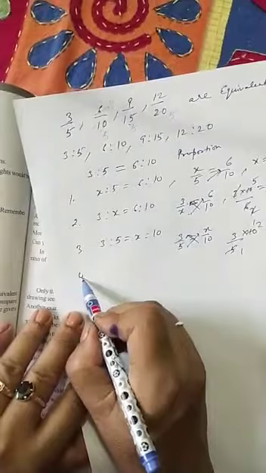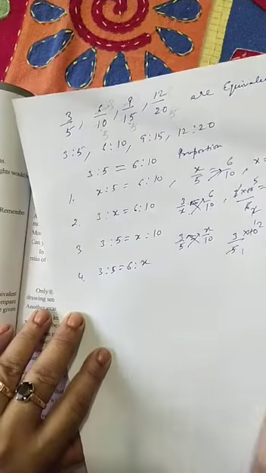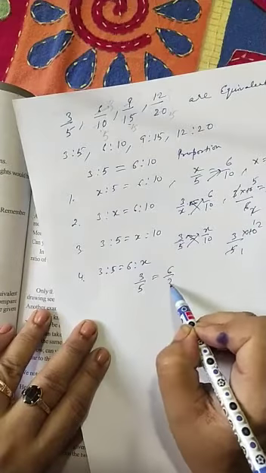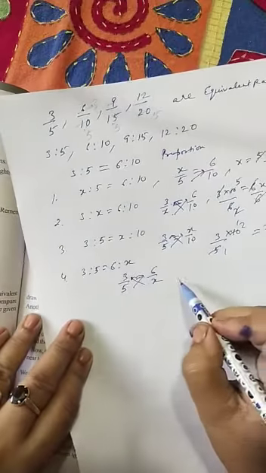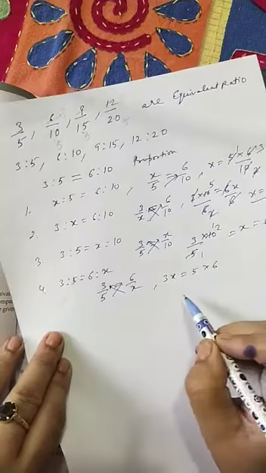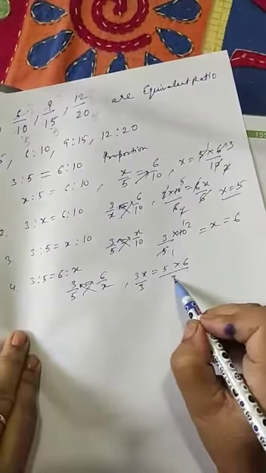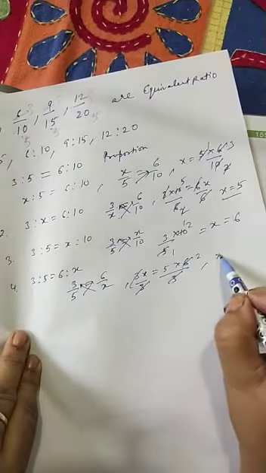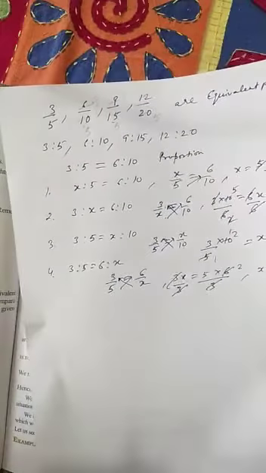Now last part, 3 is to 5 is equal to 6 is to x. 3 upon 5 is equal to 6 upon x. Cross multiplication. 3 into x equal to 5 into 6. Divide by 3 on both sides. This is cancelled. 3 ones are 3, 3 twos are 6. x is equal to 5 twos are 10. So we got the answer.